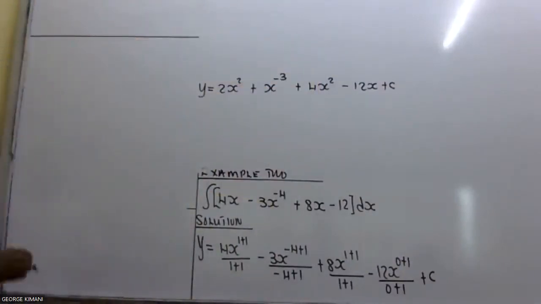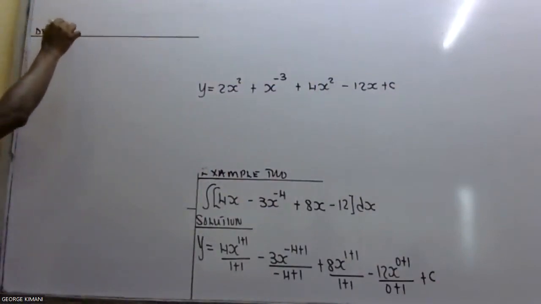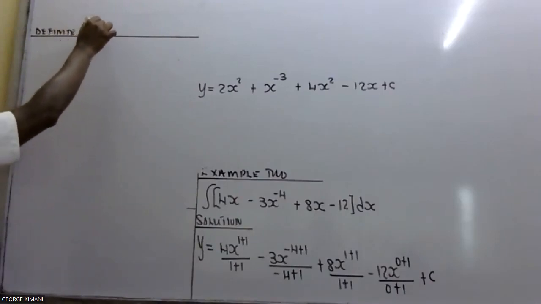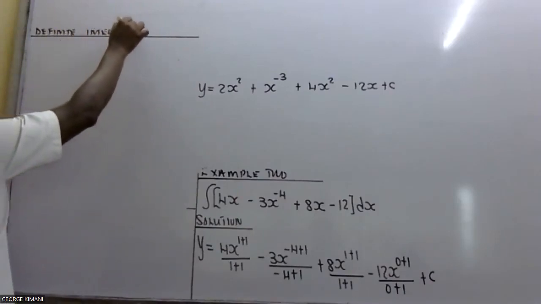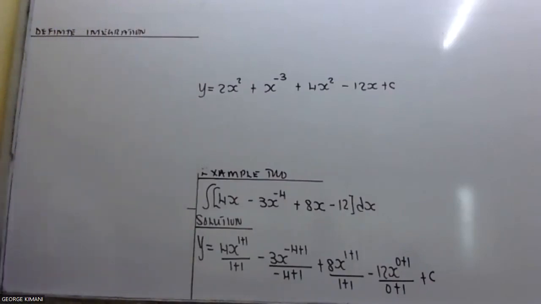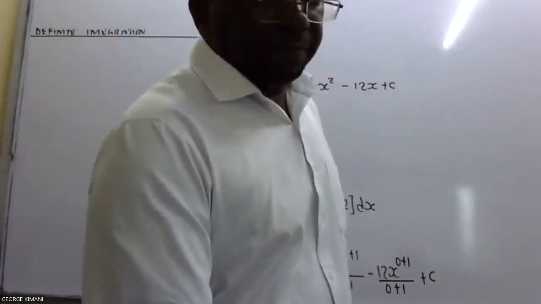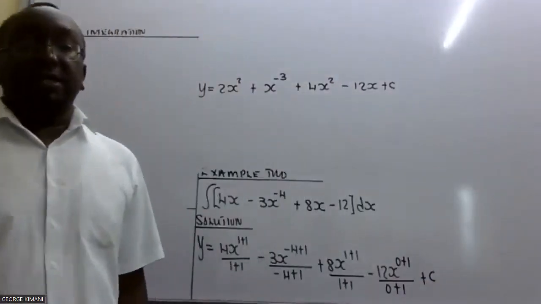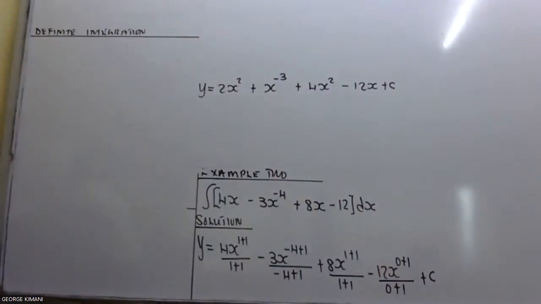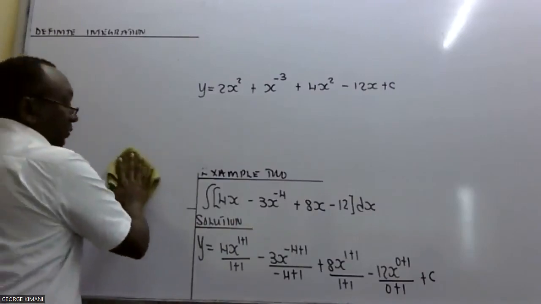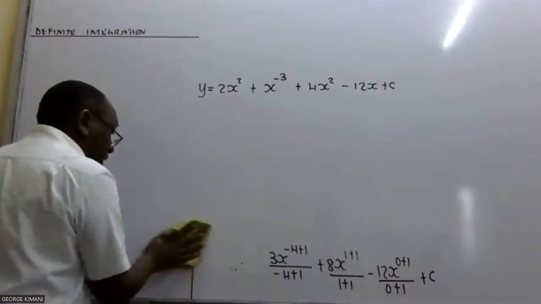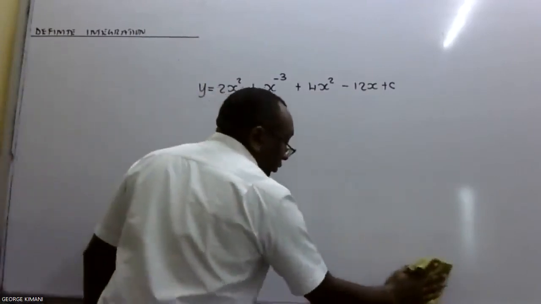So let's now look at definite integration. Definite integration is where we have limits within which we are integrating our function. It is more useful for area that is bounded by the two limits and the function. And you can see all those things in the notes.